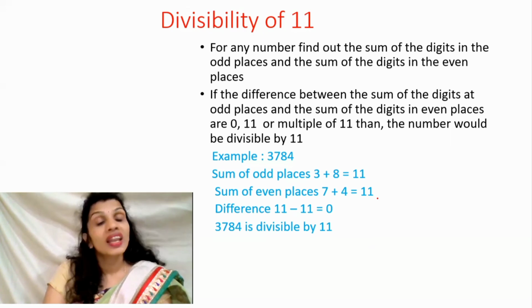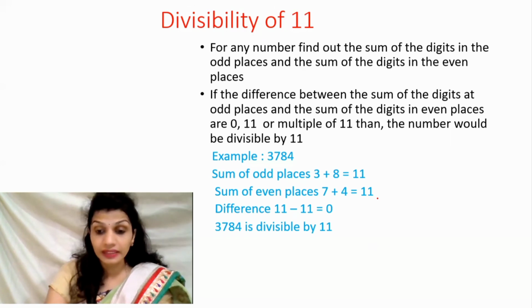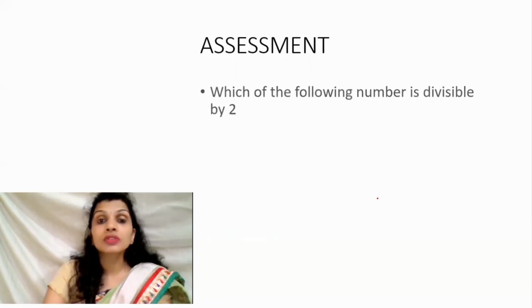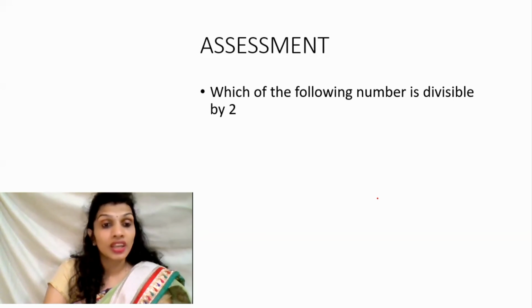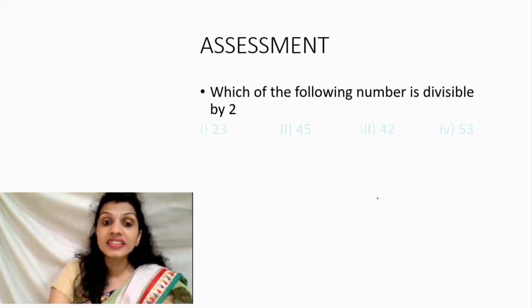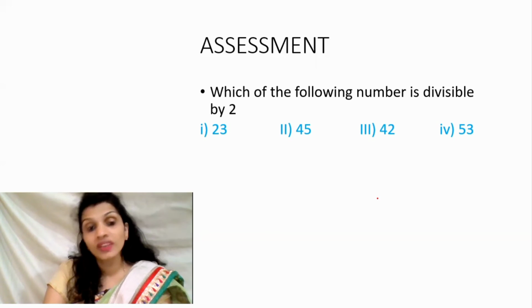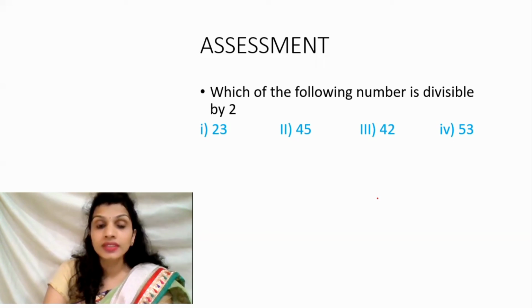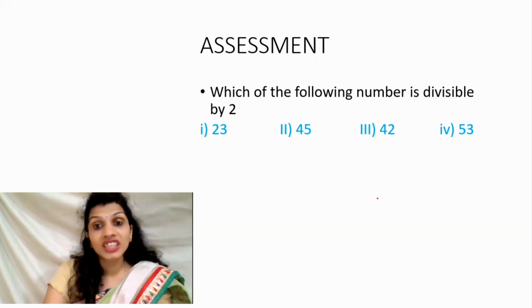Now let us do one assessment so that you can recall what you have learned. My first question is, tell me which of the following numbers is divisible by 2. If you remember the divisibility rule of 2, by seeing the number you can easily tell. Your options are 23, 45, 42 and 53. If you know the answer, just write in the comment box. Very good students. If you have given option 3, 42, it means that you are correct.